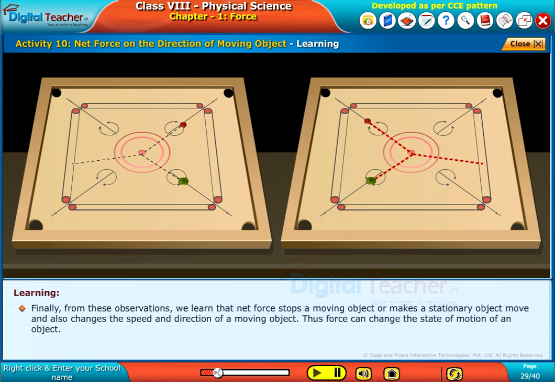Finally, from these observations, we learn that net force stops a moving object or makes a stationary object move and also changes the speed and direction of a moving object. Thus, force can change the state of motion of an object.